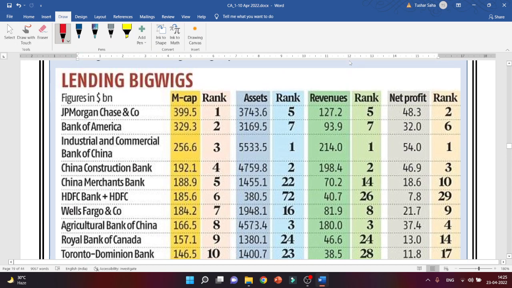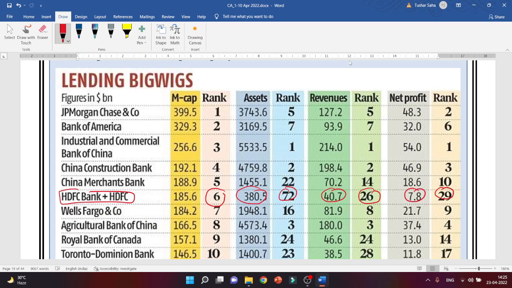So you can see after the merger, HDFC Bank and HDFC would rank 6 globally in terms of market cap. Pardon me, I made a small mistake, right? In terms of market cap it's 6, in terms of asset size it's 72, in terms of revenue it's 26, in terms of net profit it's 29.